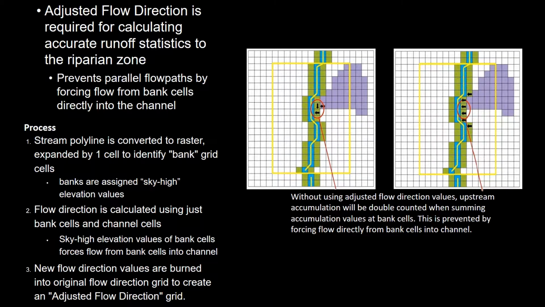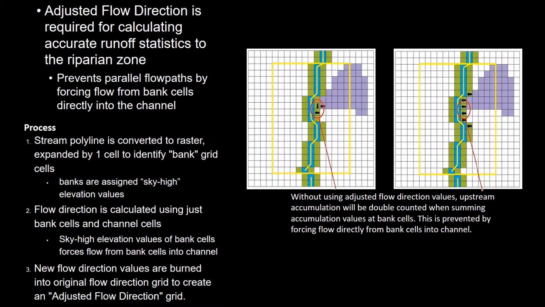So let's take a closer look at these outputs that we're going to get. First off, the adjusted flow direction raster. This is required for calculating accurate runoff statistics to the riparian zones, and it's basically preventing redundancy in flow accumulation calculations. It's going to force flow from the bank cells to go directly into the channel instead of sometimes going downstream along the bank like it would in an unadjusted flow direction raster.